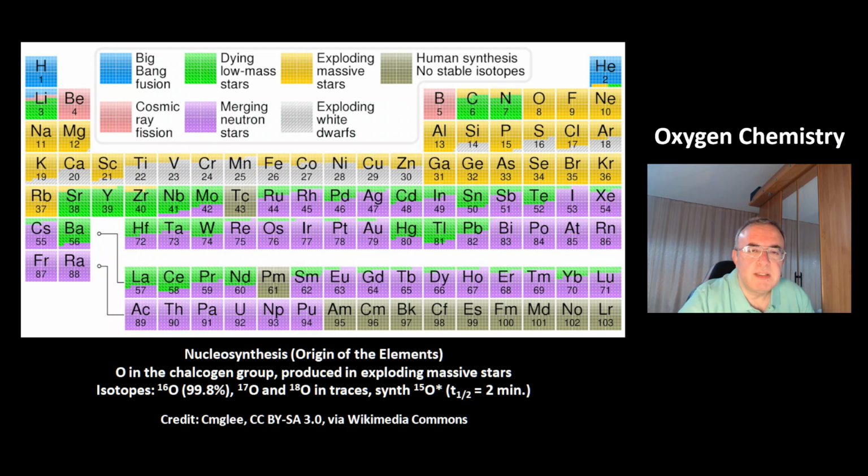The main isotope is the oxygen isotope 16 with 99.8%. And there are two more isotopes, oxygen 17 and 18. And there's a radioactive isotope, oxygen 15, with a half-life of 2 minutes.